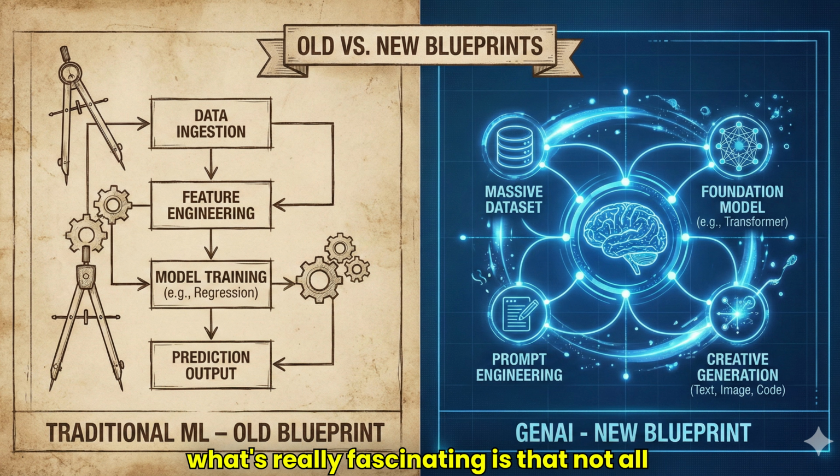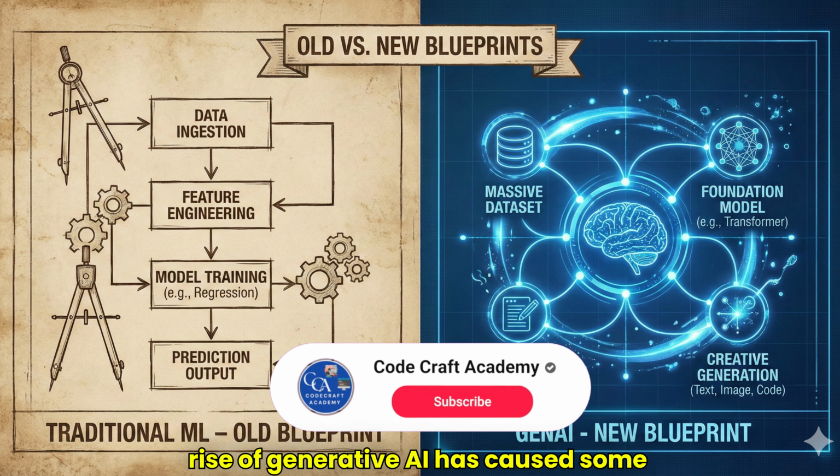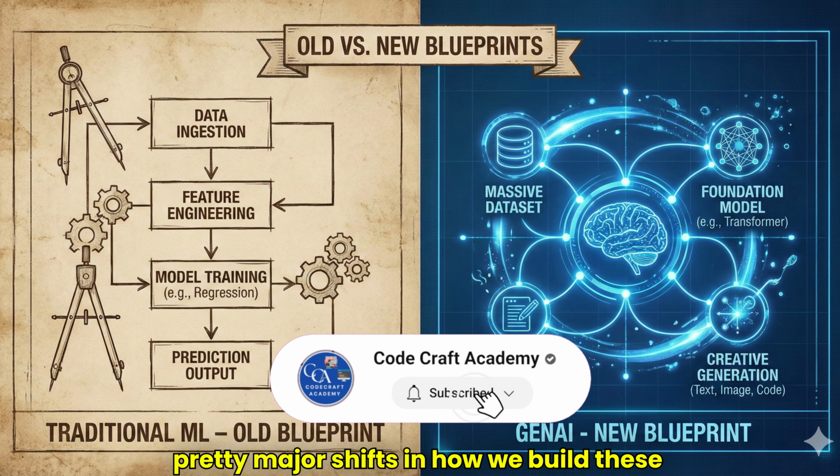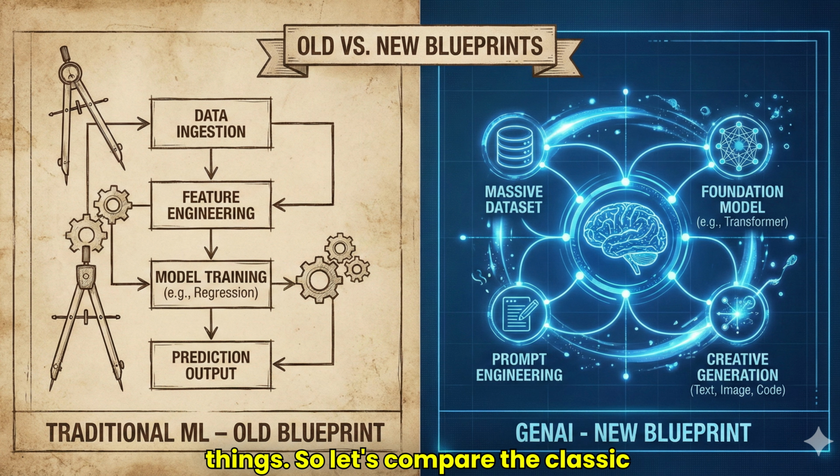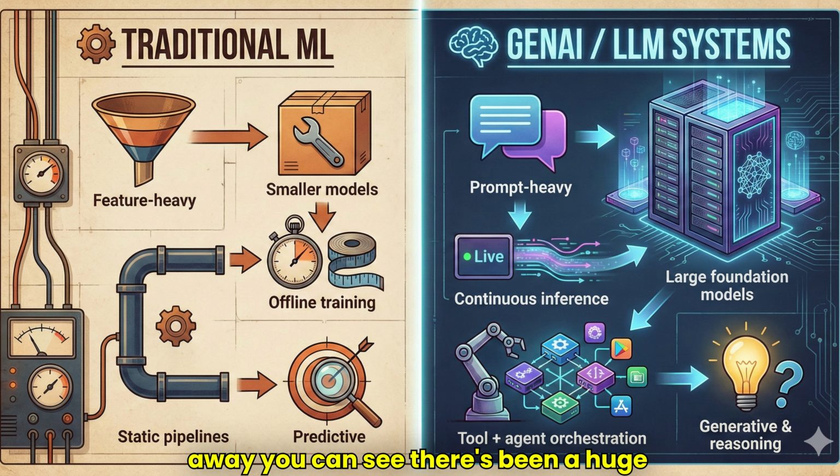Now, what's really fascinating is that not all AI blueprints look the same. The wild rise of generative AI has caused some pretty major shifts in how we build these things. So let's compare the classic blueprint with the modern one. And right away, you can see there's been a huge shift in philosophy. Traditional AI was all about meticulously engineering features from data to make a prediction. But modern GenAI is all about engineering the right prompts to get a giant model to generate something new. It's a completely different way of thinking and building.